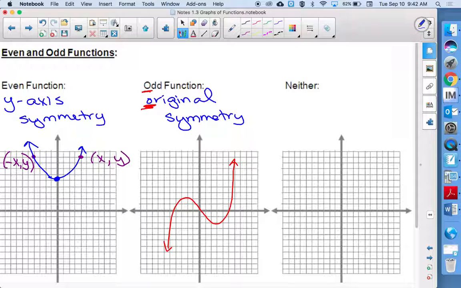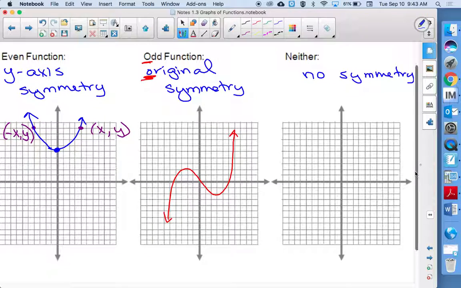The last one would have no symmetry. If it's neither, it doesn't have symmetry. That's pretty much a lot of graphs. There are only a handful of graphs that might be even or odd. Most graphs are going to be neither. So draw any graph that doesn't have symmetry with the y-axis or with the origin. Sure, it could have symmetry about its axis of symmetry, but there's really only two types of symmetry that we would focus on: even versus odd, y-axis versus origin symmetry. So make your graph somewhere else, it doesn't really matter where.